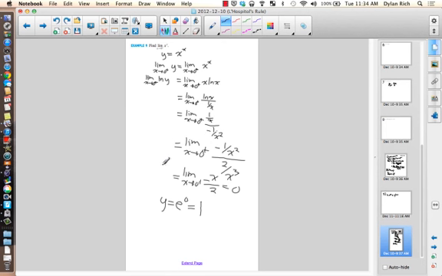Yay! Which one wins? The exponent wins in this case. What if we have x to the x to the x? We can do it. Sure.